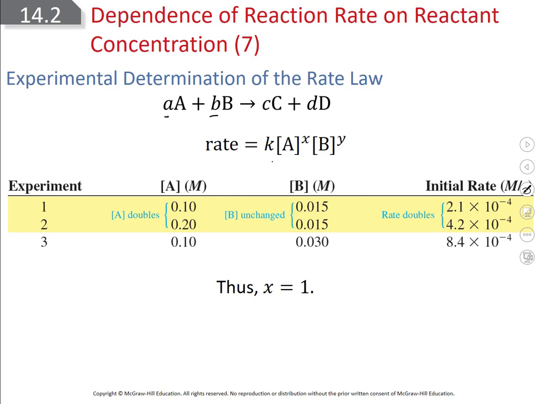If I want to know what is X, the power with respect to A, I would, again, compare an experiment where I'm going to change the concentration of A while leaving the concentration of B unchanged. All right, so here, double the concentration of A, what happened to my rate? Double. So what's X? 1, right? Okay, so now what's the order with respect to B?